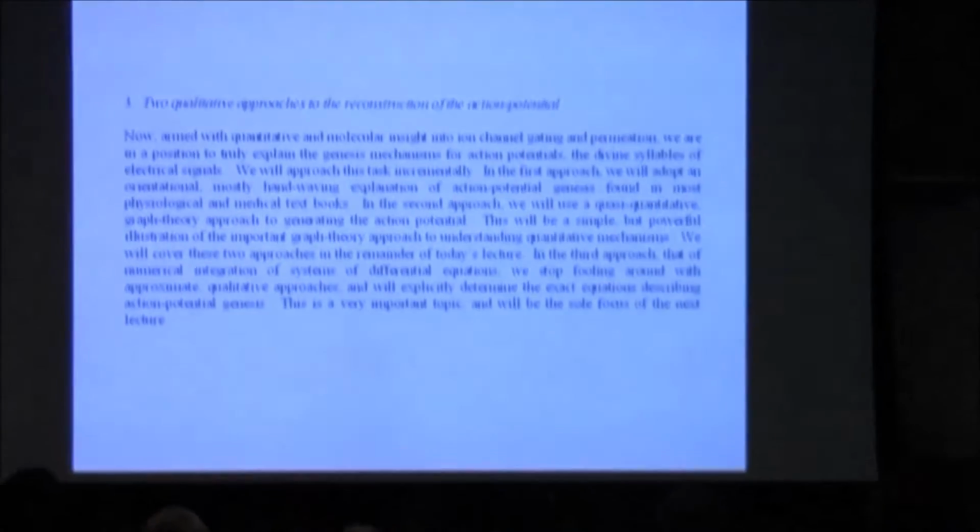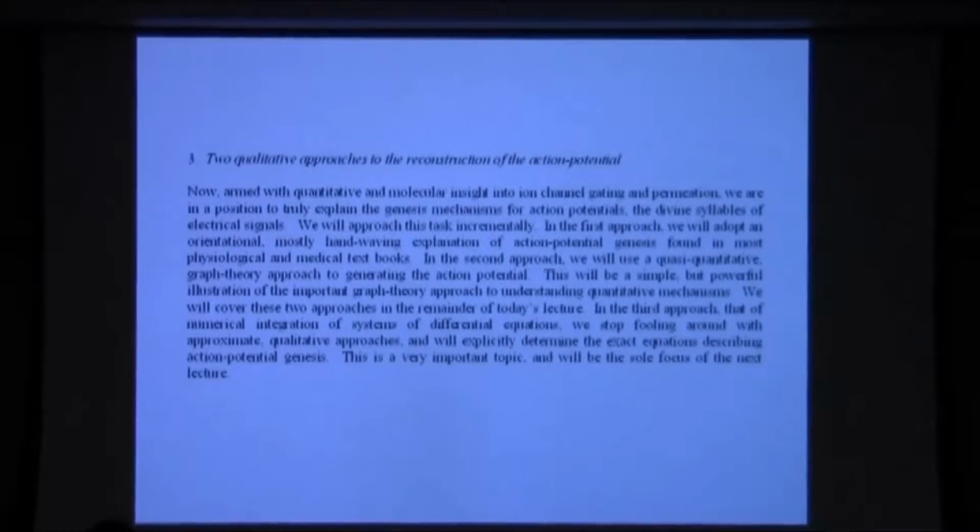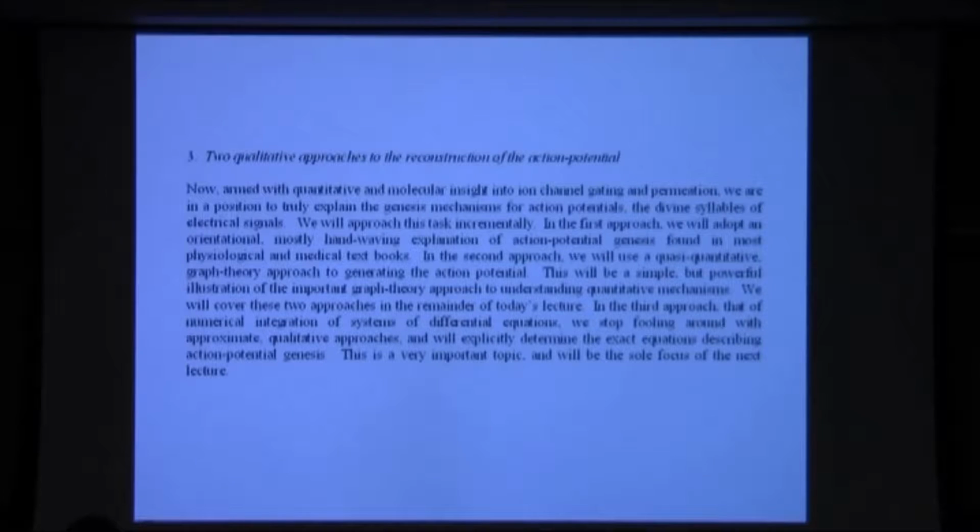So what we're going to do today is put the material together and go through three ways of understanding how the action potential is generated, which is, after all, the purpose of the ion channels. We're going to do this first in a way that's very descriptive, a sort of catechism that most people have when you go through a standard biology or physiology textbook. Secondly, we're going to use a graph theory way of understanding it. It gives you a lot of intuition of what's going on.